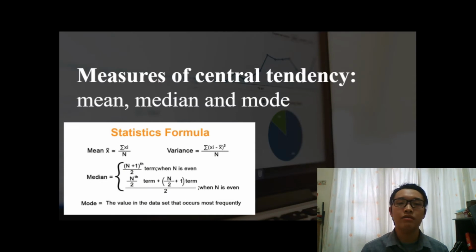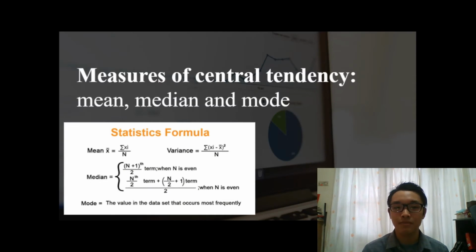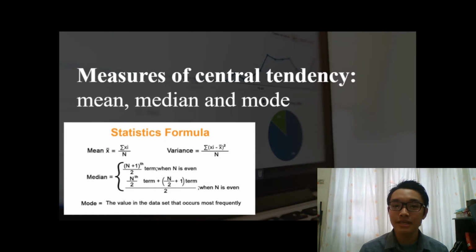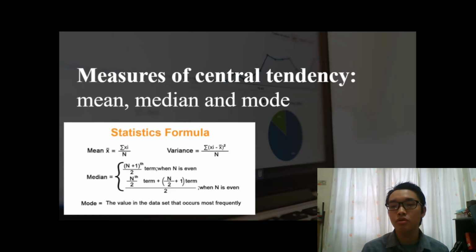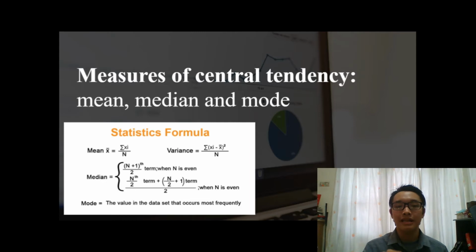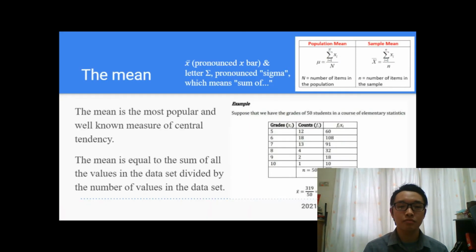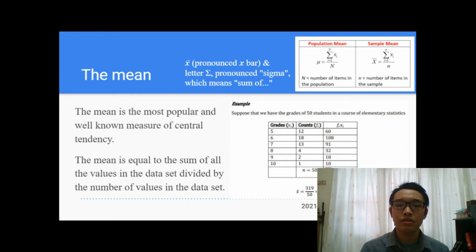There are some measures of central tendency. The first ones are mean, median, and mode. These three are the most basic measures of central tendency. The formulas are here on the left down side. The mean is the most popular and well-known measure of central tendency. The mean is equal to the sum of all the values in the data set divided by the number of values in the data set.